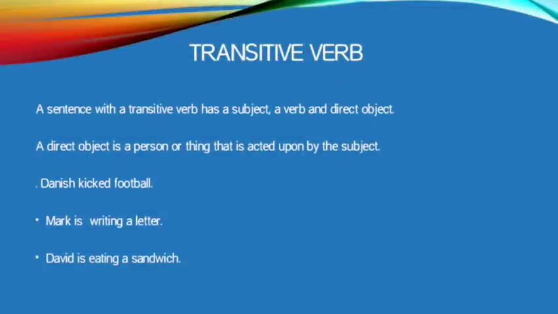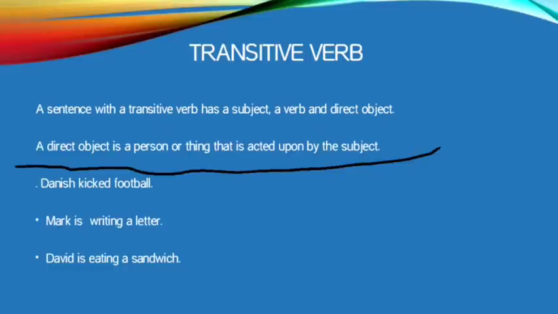Transitive verb. A sentence with a transitive verb has a subject, a verb, and a direct object. A direct object is a person or thing that is acted upon by the subject. So, a transitive verb always takes an object. Let's have a look at these examples. Danish kicked a football. Mark is writing a letter. David is eating a sandwich.